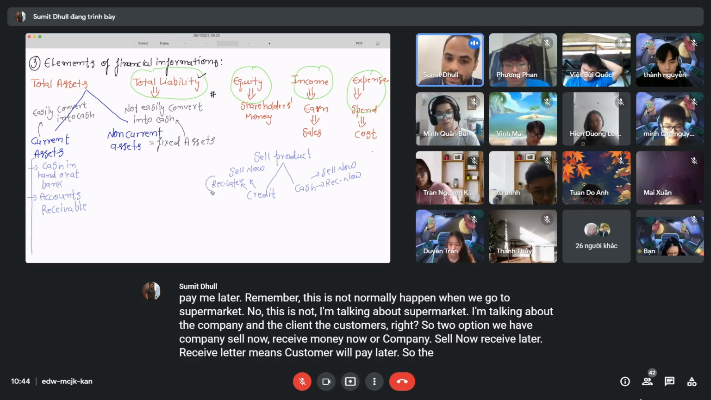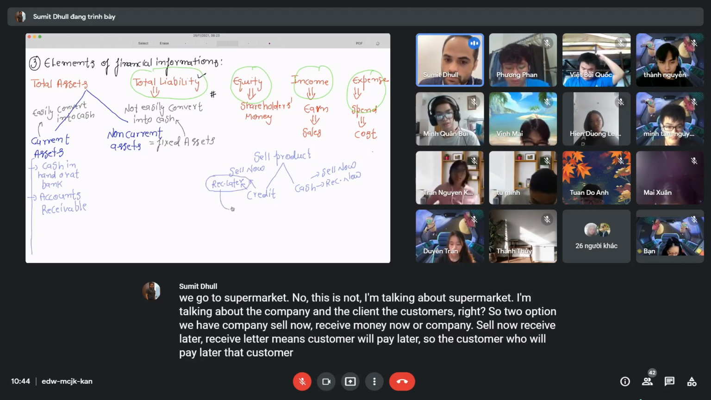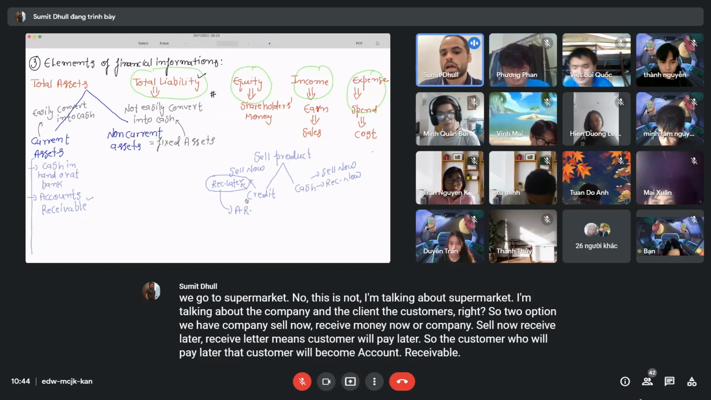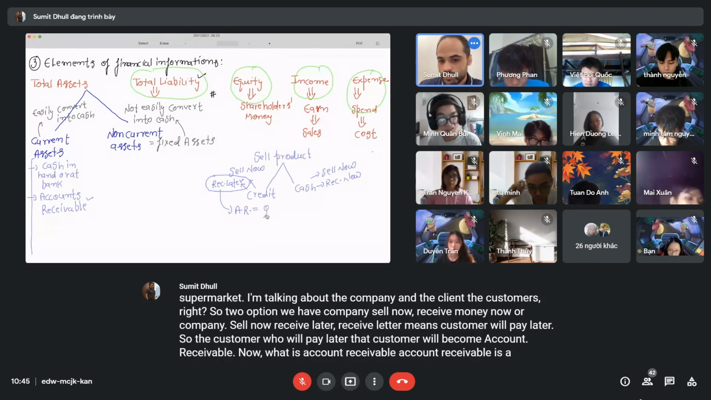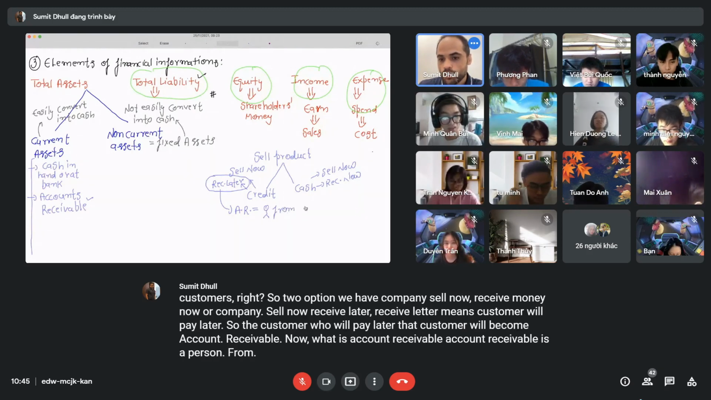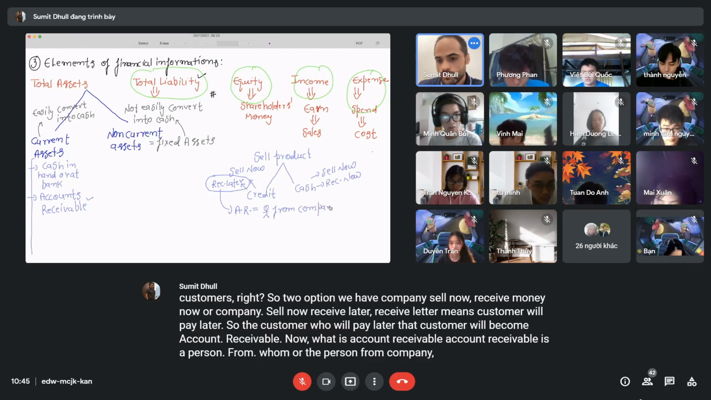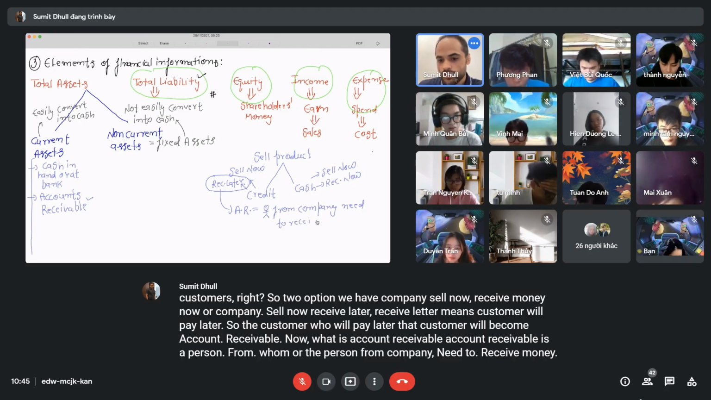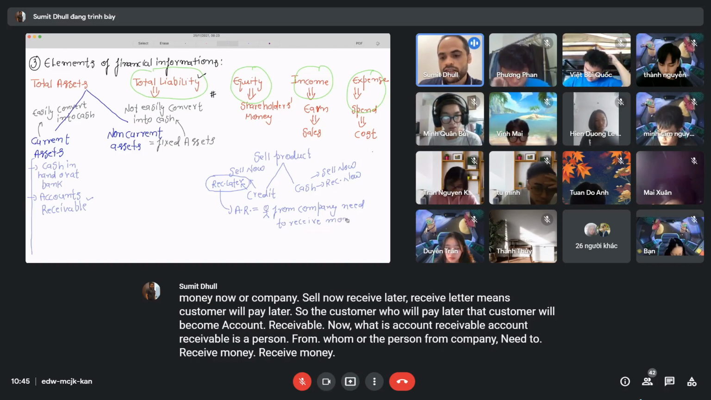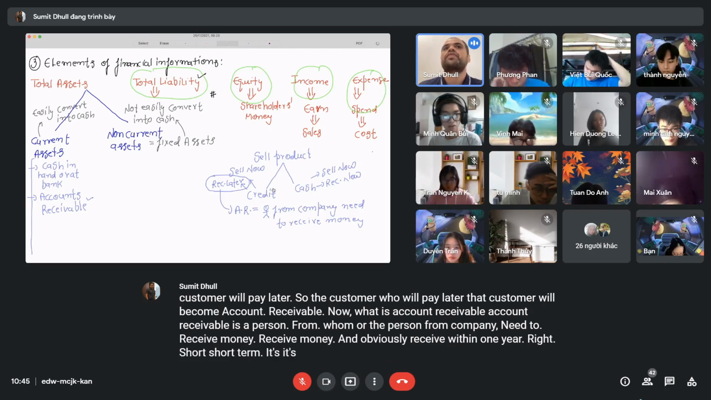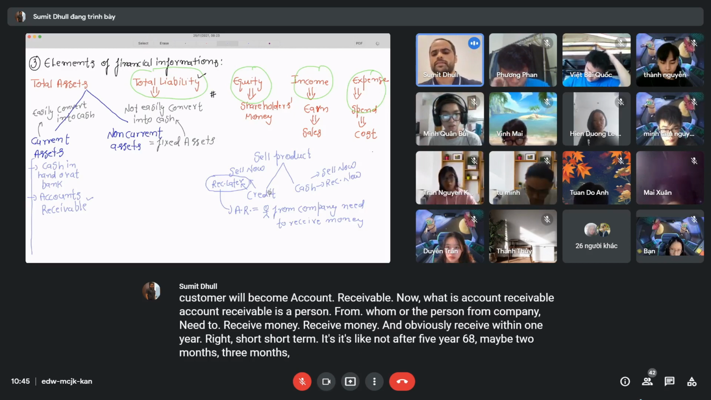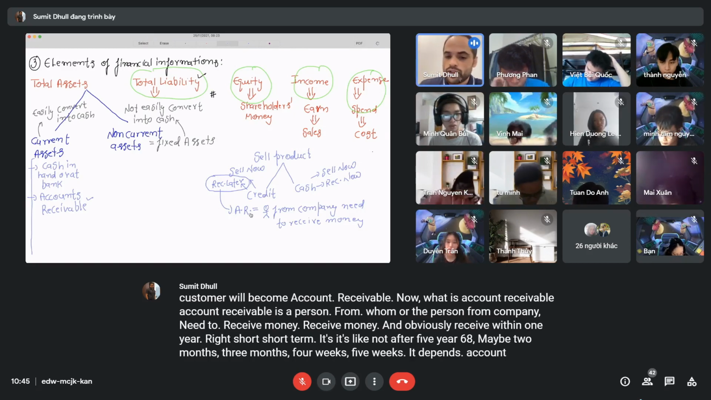So the customer who will pay later, that customer will become an account receivable. Now, what is an account receivable? An account receivable is a person from whom the company needs to receive money. And obviously receive within 1 year, right? Short term. It's not after 5 years, 6 years, maybe 2 months, 3 months, 4 weeks, 5 weeks. It depends.